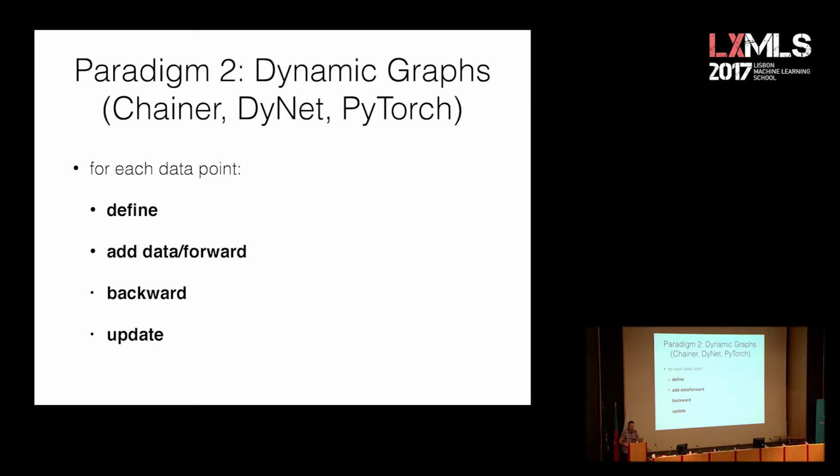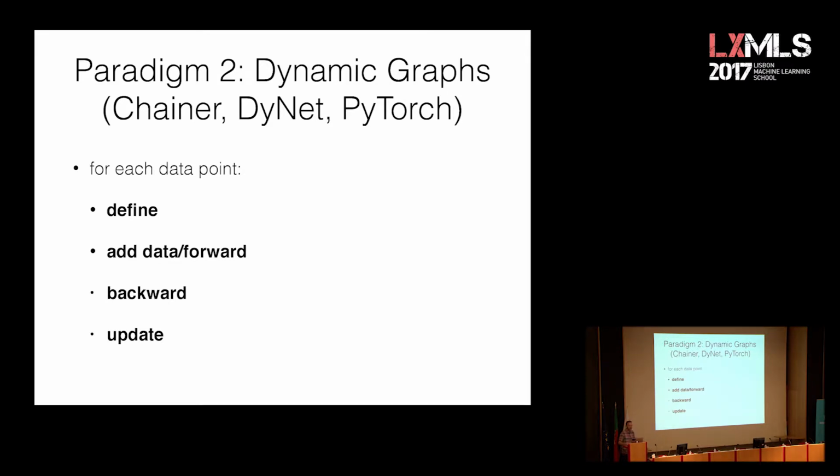So paradigm number 2 is using dynamic graphs, and that's what I'm going to talk about this time. There are a number of toolkits out there to use them. Chainer and DyNet are toolkits that have been around since around maybe 2015 or so. And then PyTorch is a new one that a lot of people have been interested in that just came out this year. And the difference here is that for each data point, you define your computation. You can do this using standard Python operators like if statements, for statements, or recursive functions or whatever. And then you add data, perform the forward pass, backward pass, update, et cetera.